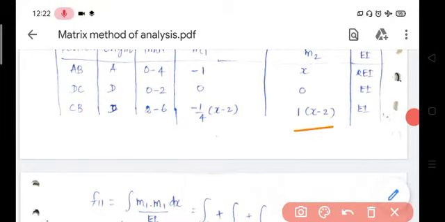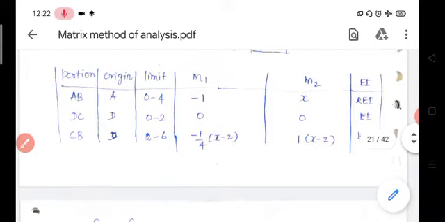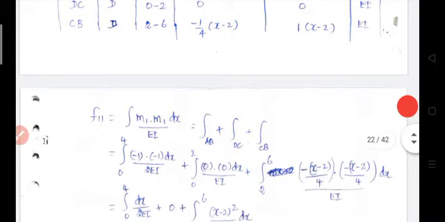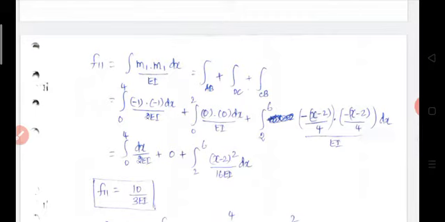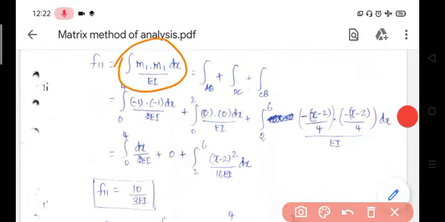Then the flexural rigidity of each portion. For the AB portion, 2 times EI, and the other 2 portions have single times flexural rigidity. Then determine the coefficients of the flexibility matrix, that is, the elements of the flexibility matrix. F11 is equal to integration of m1 squared dx divided by EI. So, in F11 both i and j are 1. So, that is why this equation becomes like this.